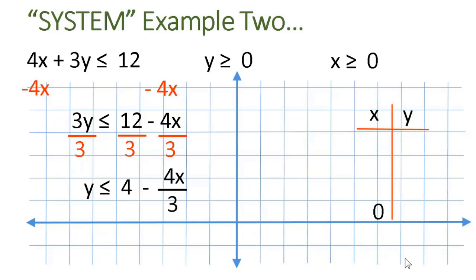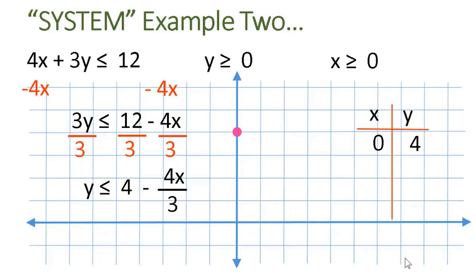Now, I'm going to use 0. I always use 0, okay? And 4 minus 4 times 0 over 3, I end up with 4, okay? It's basically 4 minus 0. So I graph the point 0, 4, over none, and up 4.